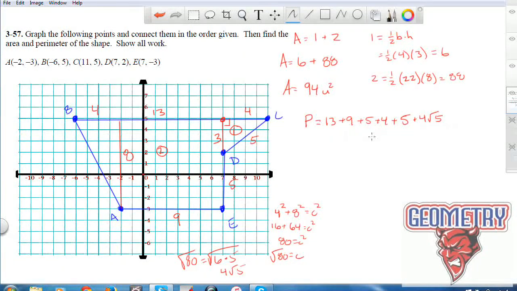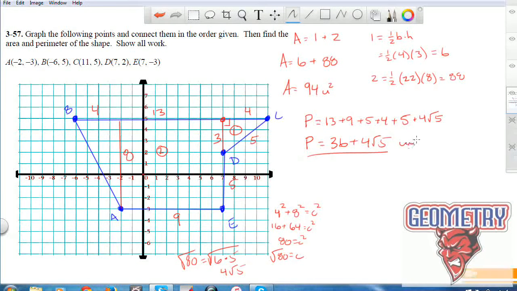Now we just got to add all this together. The problem we run into is these numbers we can add together fine. We can do 13 plus 9 plus 5 plus 4 plus 5. When we get to this part, we can't smush those two together. So I'll explain that when we get there. We'll hold this up for a little bit. So 13 plus 9 is 22, plus another 10 there is 32, plus 4 is 36, so 36 plus 4 root 5. And that's it.